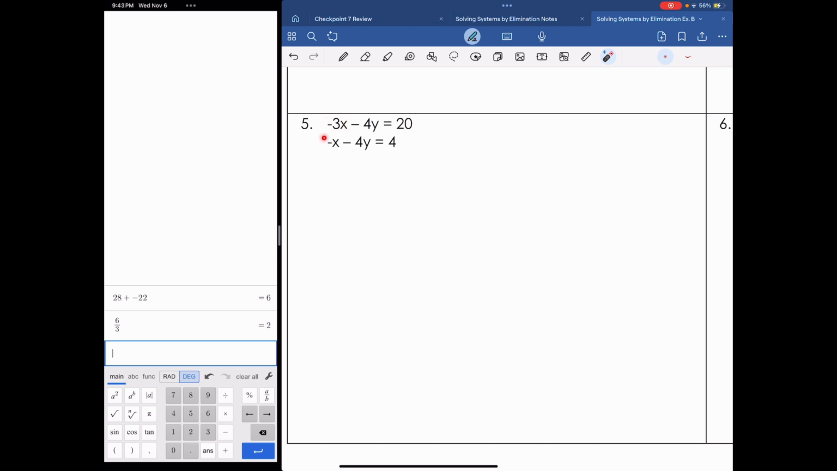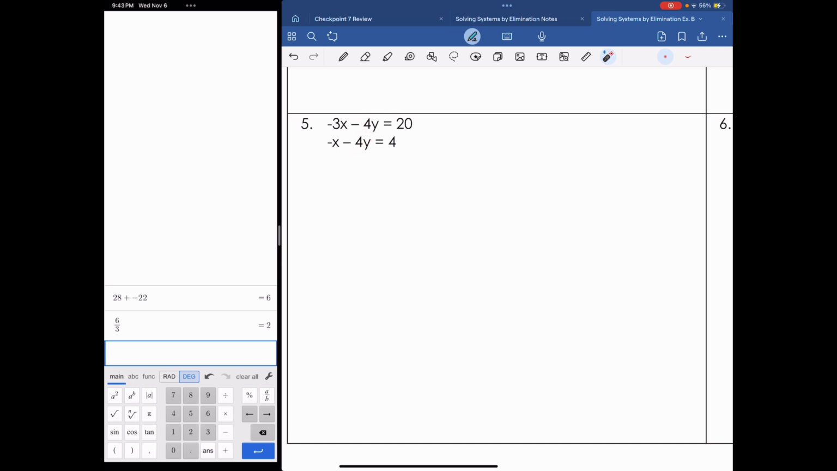When I look at my x's, I have negative 3x and negative 1x. These are not opposite coefficients of each other. So now I check my y's. With my y value, I have a negative 4y and a negative 4y. These are not opposite coefficients of each other. They actually happen to be the same coefficient. So what I can now do is make these opposite coefficients of each other.